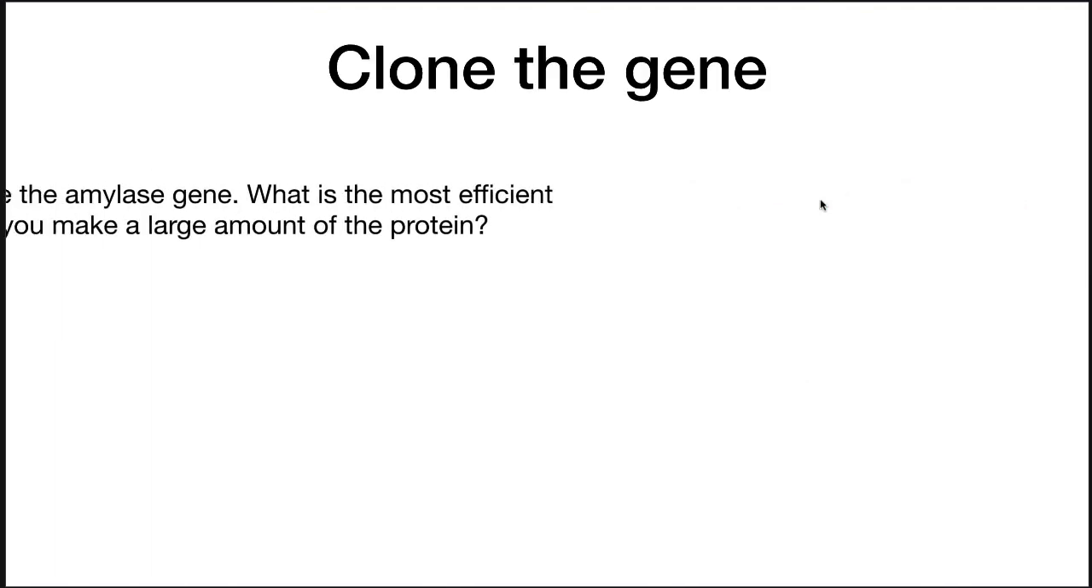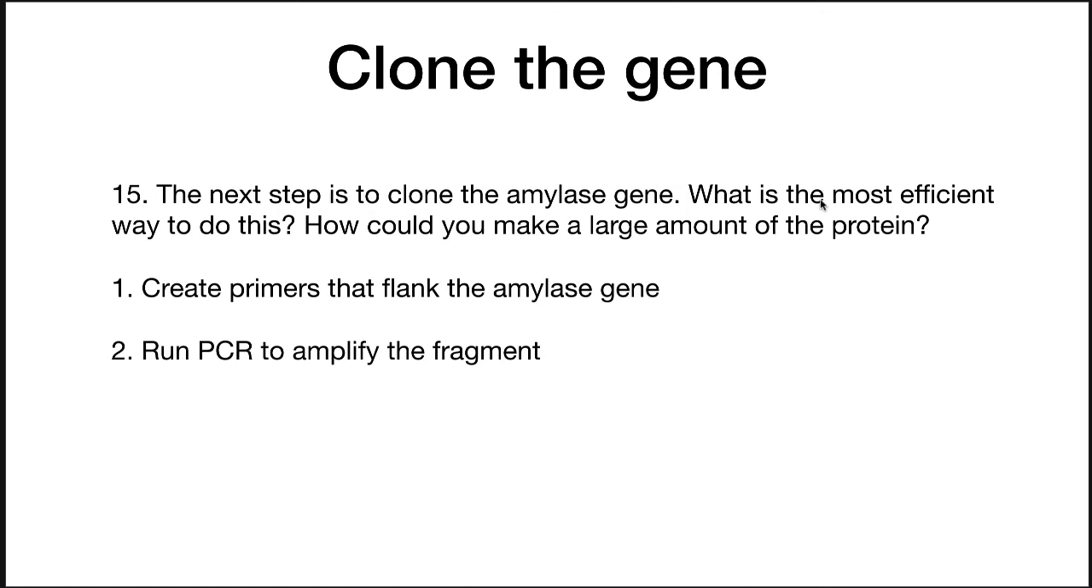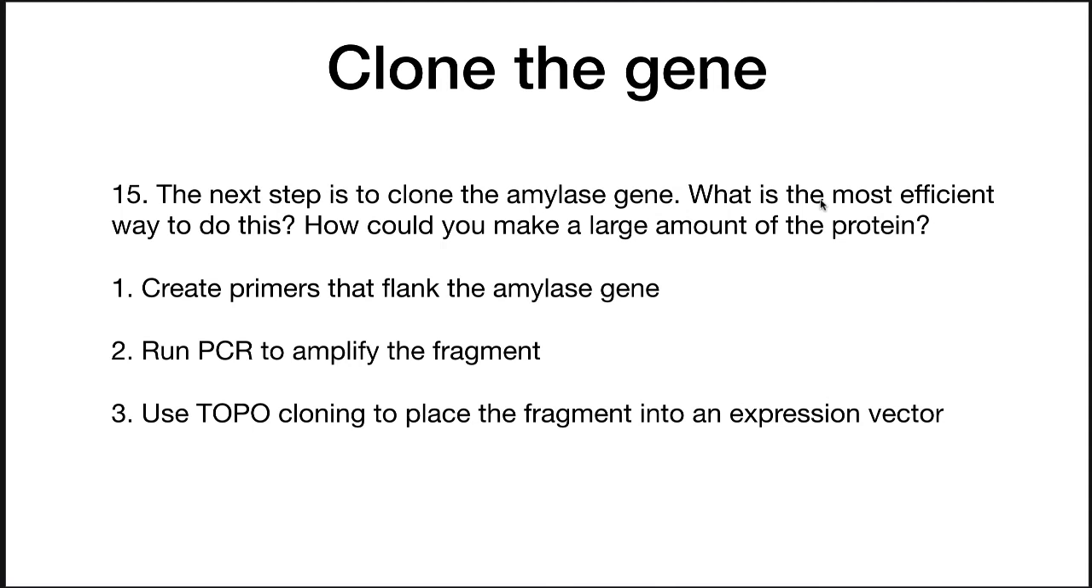Okay, finally, you want to clone the gene. So you now have found your amylase gene. What is the most efficient way to do this? How could you make a large amount of this protein? First, you create primers that flank the region, this amylase gene that you found. You would then run PCR to amplify the fragment, and then you'd use topo cloning to place the fragment into an expression vector. And lastly, you grow up a large amount of this culture and turn on expression of this by relaxing the promoter, relaxing the repressor.